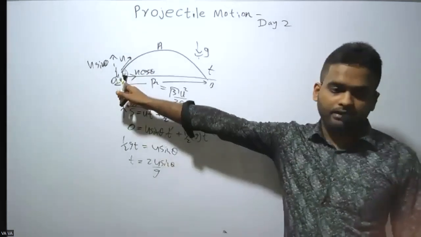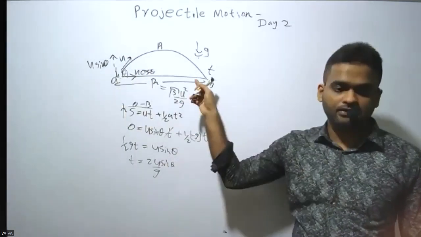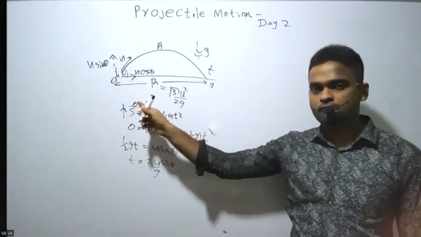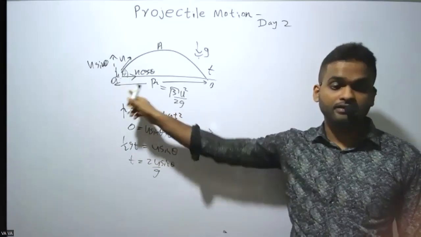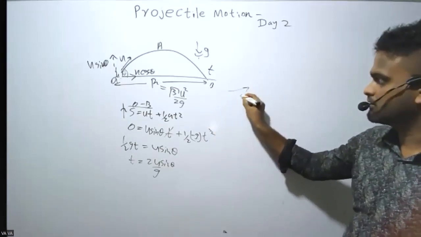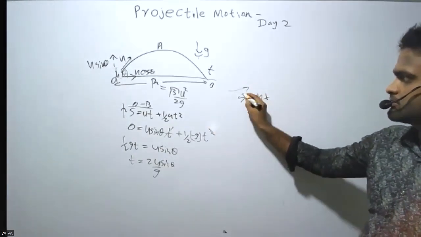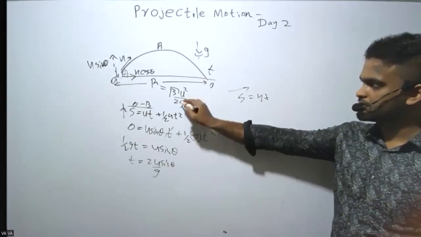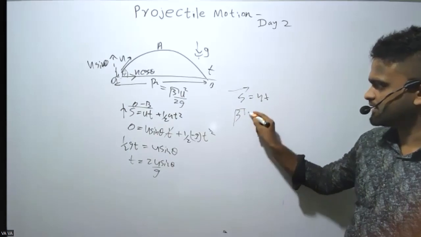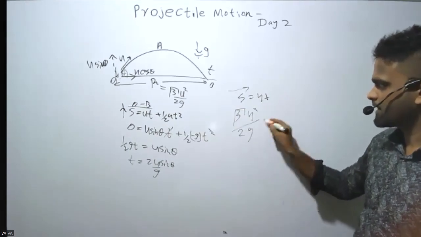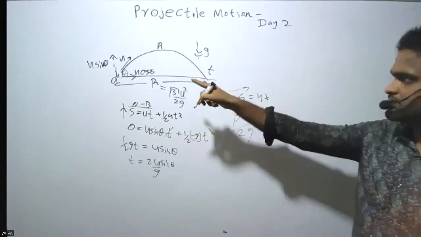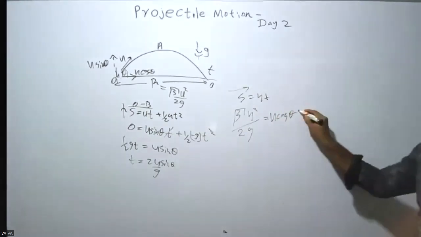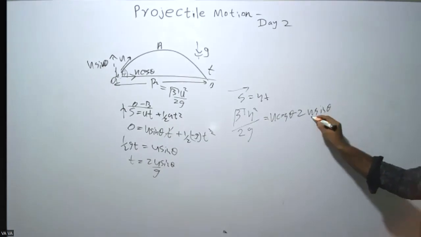Then we need to get an expression for range. To involve range, we have to apply equations horizontally. So the horizontal range is root 3 u squared over 2g, as they say. The horizontal component is u cos theta, and the time is 2u sine theta divided by g.